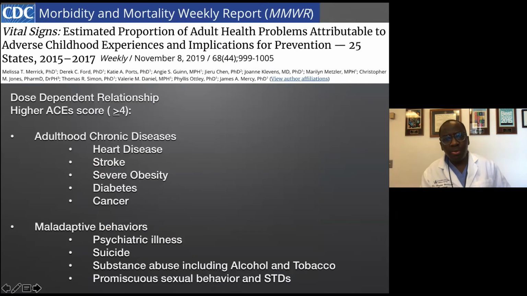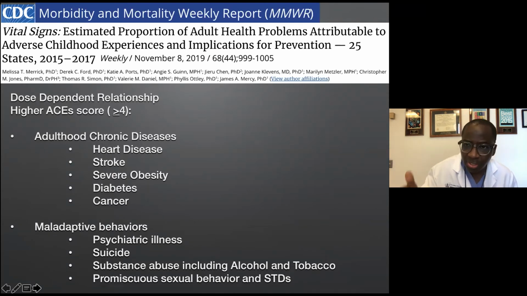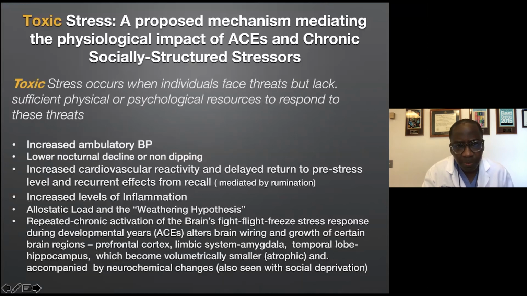And the CDC, through their MMWR publication, looked at the dose-dependent relationship between these ACEs and chronic disease. They found that if you have 4 or more of these ACEs, then you're at higher risk for a whole host of chronic diseases ranging from stroke and heart disease to cancer, diabetes, and obesity. You also have a whole host of maladaptive behaviors related to psychiatric illness: anxiety and depression are big ones, as well as suicidality, substance abuse, et cetera.